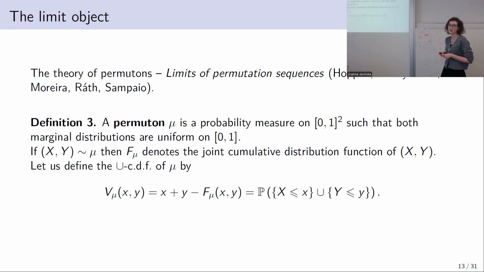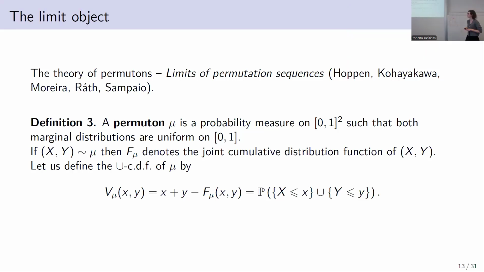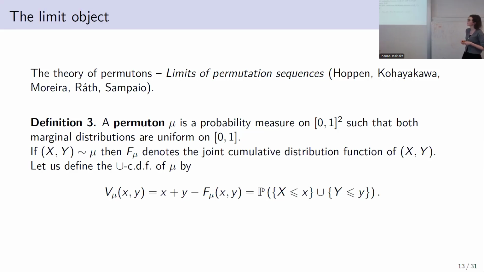The definition of a permuton was introduced in the paper Limits of Permutation Sequences by Hoppen, Kohayakawa, Moreira, Ráth, and Sampaio. And the formal definition of a permuton is that it is just a probability measure on the unit square such that both marginal distributions are uniform on [0,1].